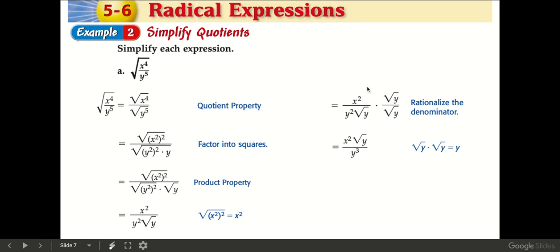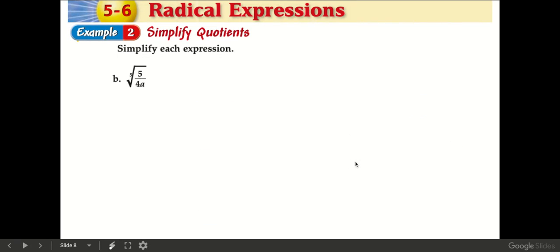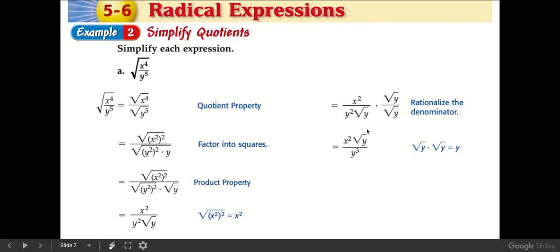And then in the numerator, I'd have x squared times the square root of y, right? Square root of y times square root of y gave me y down here, hence where I get the y to the 3rd. Oops, sorry. So this would be our final simplified answer there, right? We got rid of all the radicals in the bottom. All the radicals have been simplified. This is the only one that's left because there's nothing left to do.